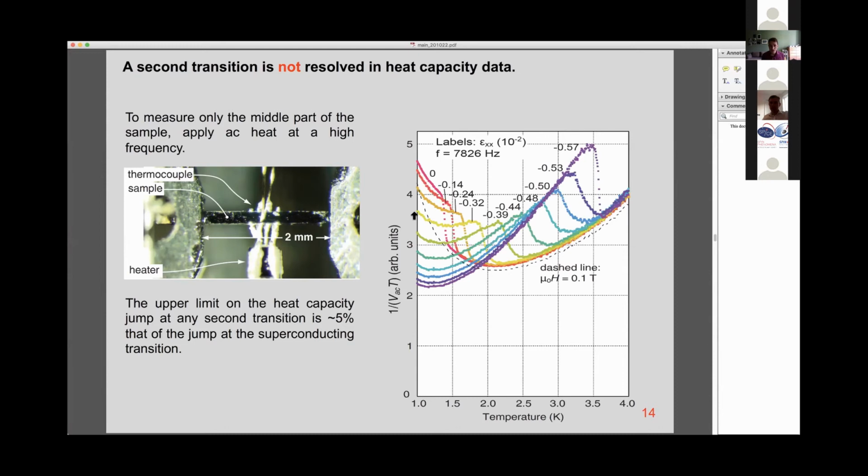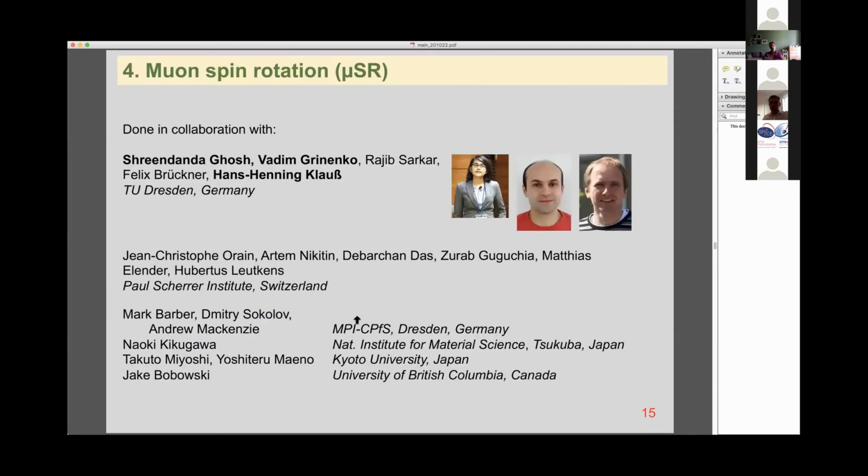So the limit here is that if there is a chiral transition, the heat capacity jump at that transition is at most about 5% that at the superconducting transition. So if strontium ruthenate is chiral, this chirality is thermodynamically very delicate. So in thermodynamic probes, we have not had much success in finding evidence for chirality in uniaxial stress experiments.